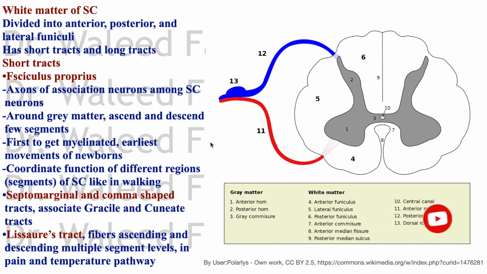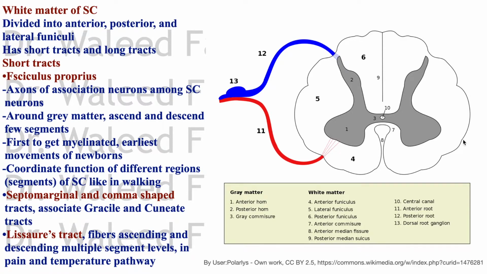As I told you before, it's at the periphery, not at the center, and divided into funiculi: posterior funiculus, lateral funiculus, and anterior funiculus. It has short and long tracts. Of the short tracts, we have the so-called fasciculus proprius. You should find it outside here at the margin.